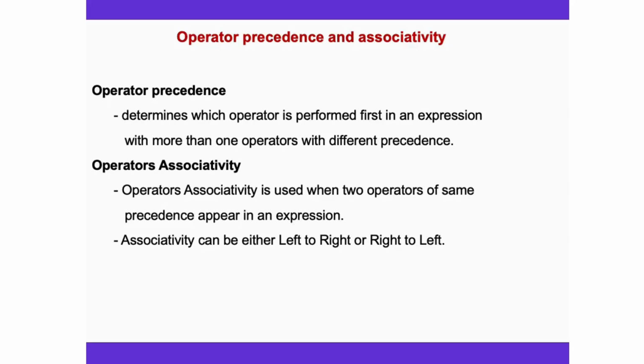Here we are going to see about operator precedence and operator associativity, which are used to evaluate the arithmetic expressions. Operator precedence determines which operator is performed first in an arithmetic expression with more than one operation with different precedence. Next, operator associativity is used when two operators of the same precedence appear in an expression. The associativity can be either left to right or right to left. We will explain this with an example in the next slide.